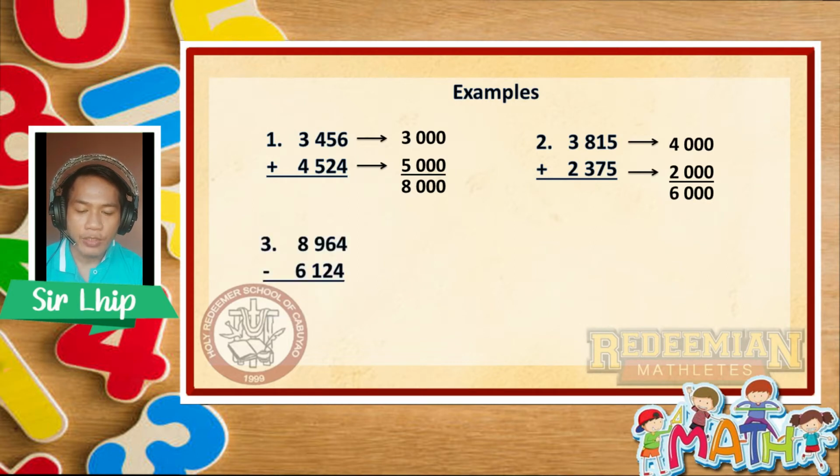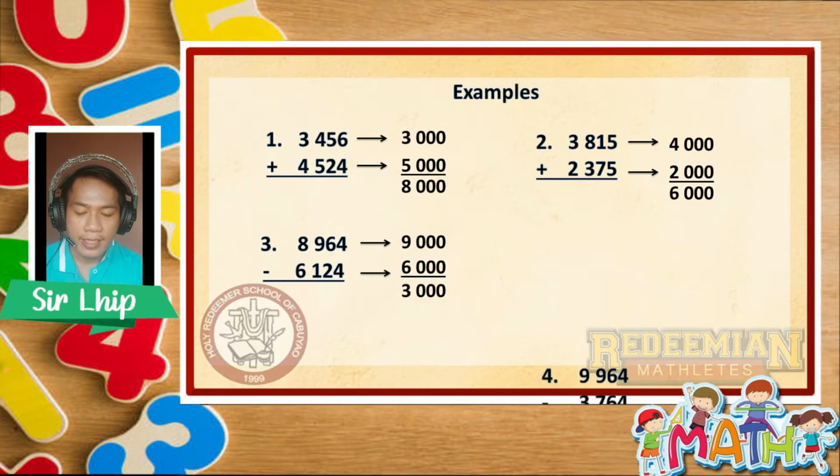8,964 minus 6,124. Round off again to the greatest place value. 8,964 becomes 9,000, because the number on the right side is 9. So round up, 8 plus 1 equals 9. 6,124 becomes 6,000, round down as is. Then subtract: 9,000 minus 6,000 equals 3,000.